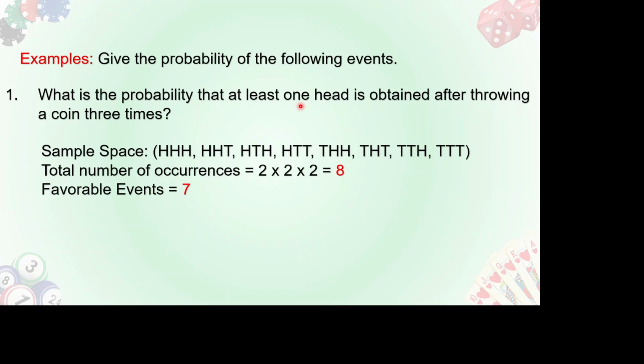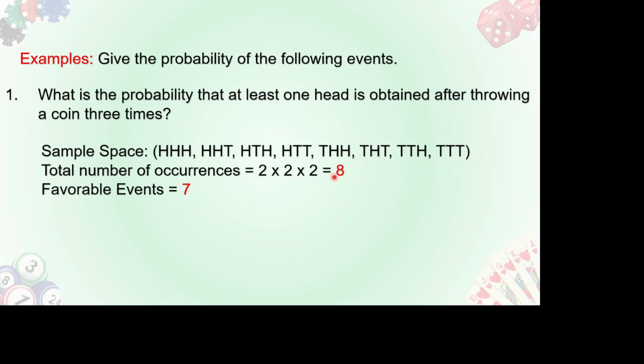So, the sample space, if we use systematic listing, will include 3 heads, 2 heads and 1 tail: head, head, head; head, head, tail; head, tail, head; head, tail, tail; tail, head, head; tail, head, tail; tail, tail, head; and tail, tail, tail. And if you count that, that will be 8 outcomes. Now, how will you get 8 without having to systematically list and count? That's where the fundamental counting principle comes in.